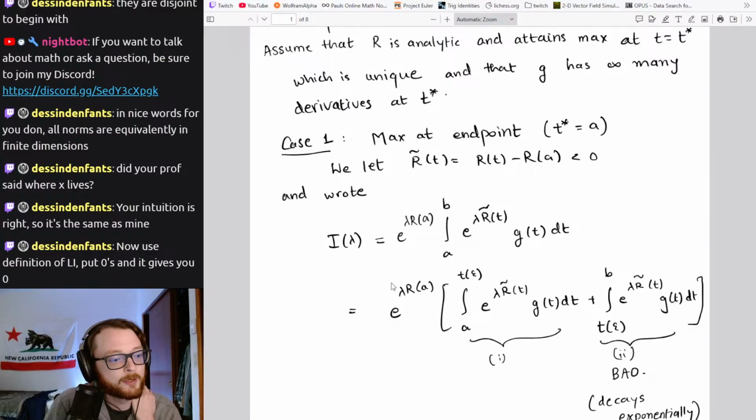Use the definition of linear independence. Put zeros and it gives you zeros. Well, yeah, but I wouldn't call what you're saying geometric.